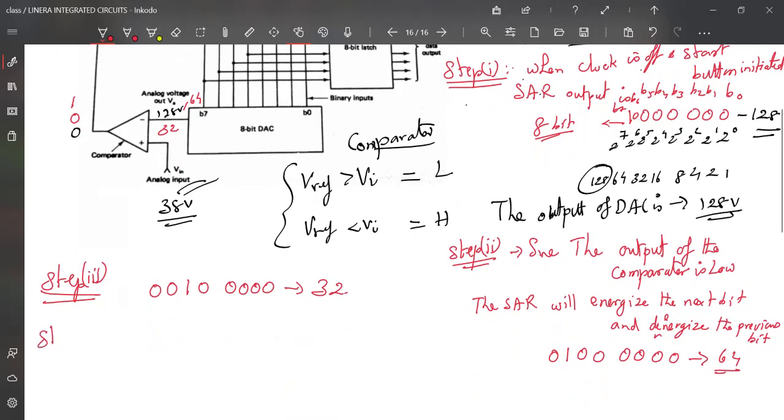In step 4, the previous bit will be maintained as the output of the comparator is high. And the next successive bit will become high. So other bits will become 0. The corresponding digital analog value for this given 8 bit will be equal to 32 plus 16, it will be 48. Now the voltage will become 48 here.